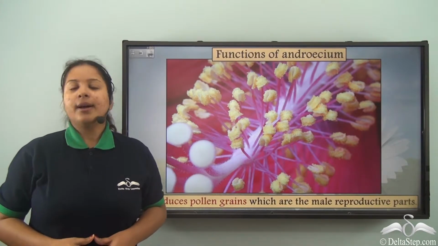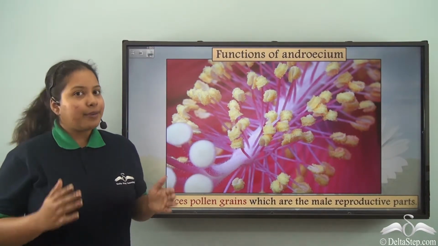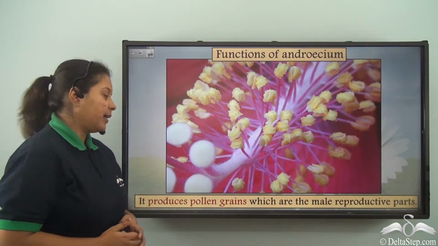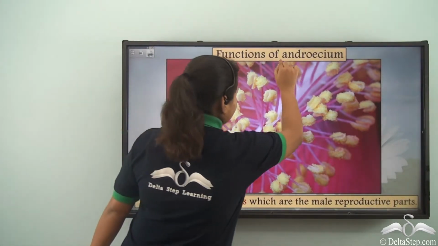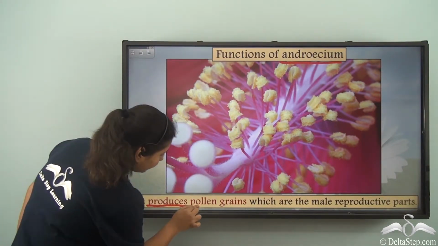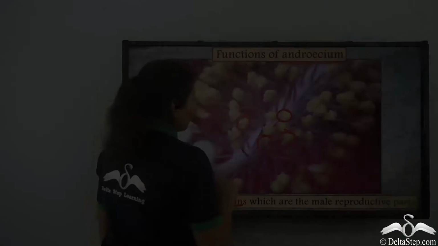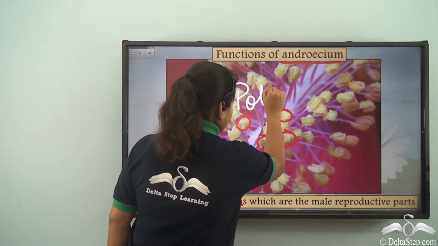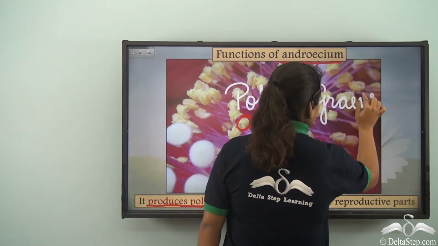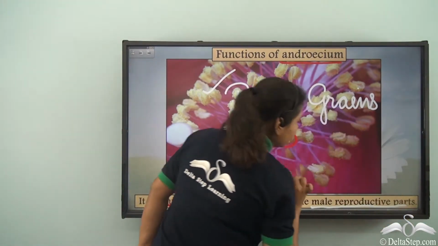After the corolla, we have got the male reproductive part. This is one of the very important parts of a flower. Why is it so important? Well, it's because the androecium, which is the male reproductive part, produces pollen grains. Do you see these tiny yellow things? Well, these are the pollen grains. So, the androecium produces pollen grains, which are the male reproductive parts.